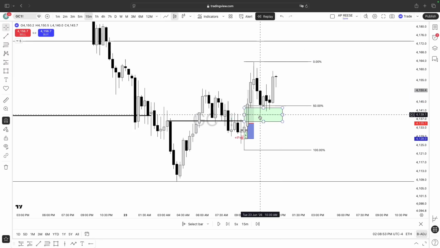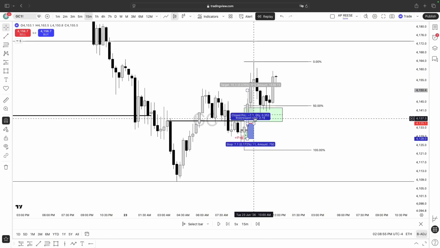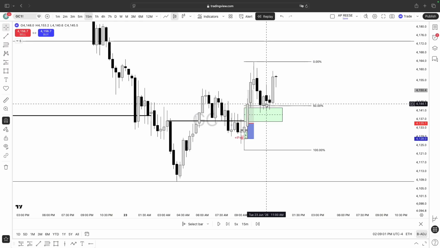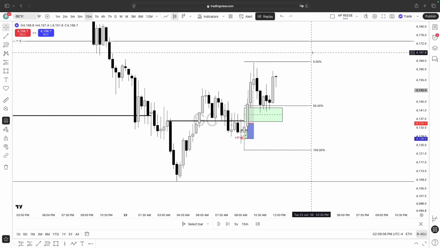So all it did was dip below the 50% level to get to a discount inside this fair value gap, and then the bodies just came and closed right above this level. So you can see the wicks playing inside this fair value gap, and then the bodies close inside the level. And now we want to see price go higher.